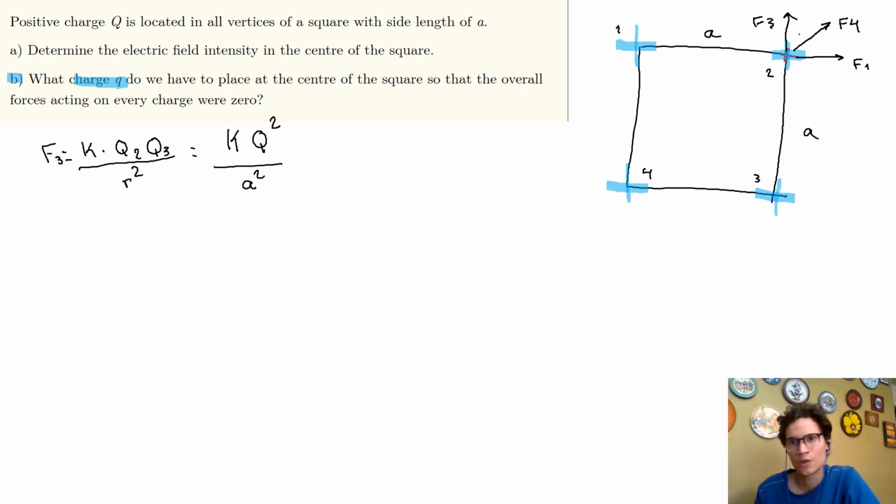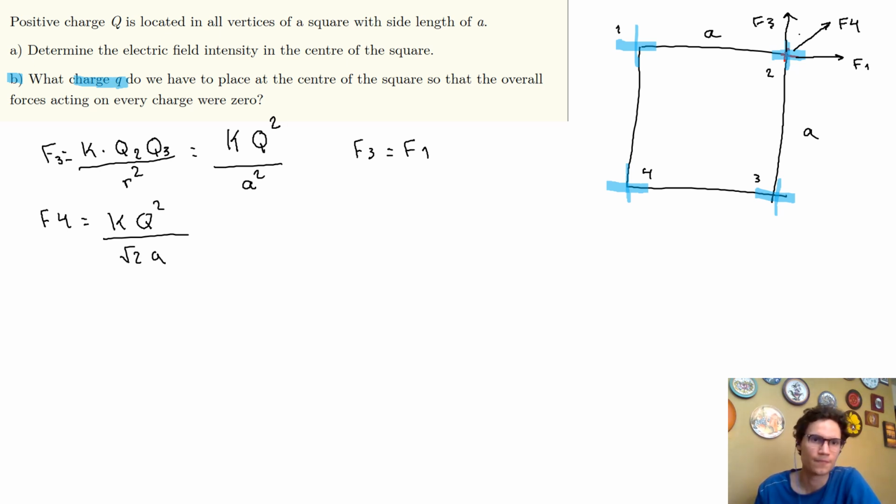And this will be the same as in the force 1. So we have this equality: force 3 is equal to force 1. What else? We got force 3, force 1, but we are looking for force 4. Force 4 will be K times the charge squared again, but in this case, the distance will be the whole diagonal. And the whole diagonal is square root of 2 times A.